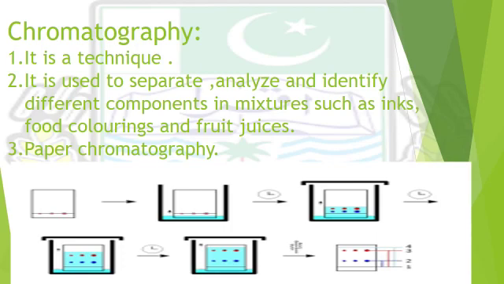In the second step, we will take a chromatographic container and then we will fill it with a small amount of water. After that, we will place that filter paper in the container. The level of the water should be lower than the line which is present on the filter paper.